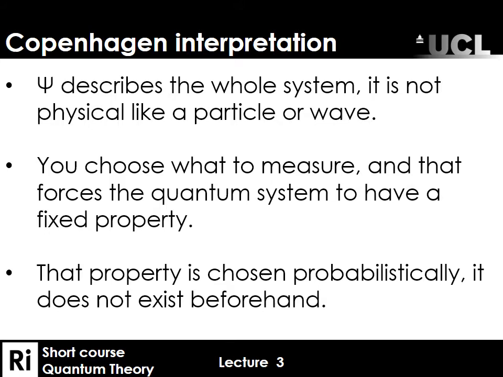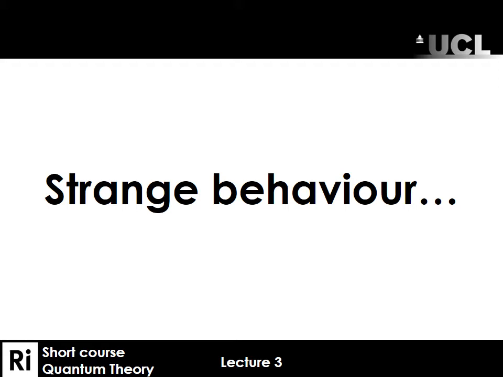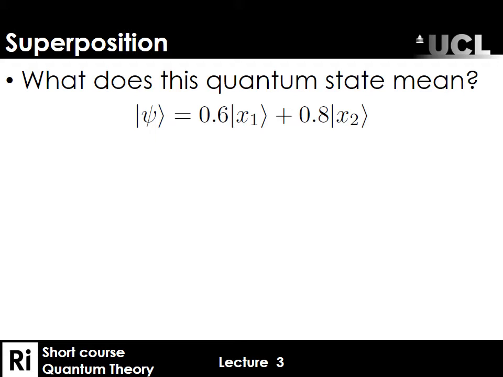And it leads to and predicts some strange behaviour beyond it just being a strange esoteric theory. It has some consequences. Let's see if we remember what this means. So what does this quantum state mean? The psi, the Greek symbol, and the fact it's in that funny bracket, a ket, is just saying that it's a state of this particle. I've got some particle, and this is what this wave function looks like.